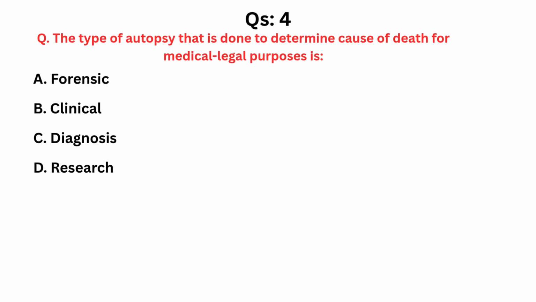Now the question number 4. The type of autopsy that is done to determine cause of death for medico-legal purposes is. Option A, forensic. Option B, clinical. Option C, diagnosis. Option D, research. Option A, forensic is the right answer.